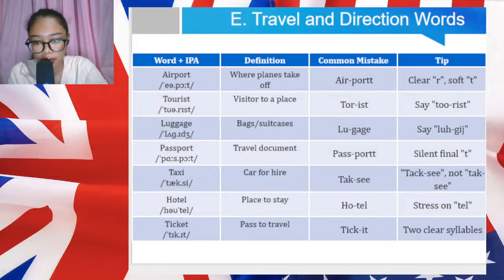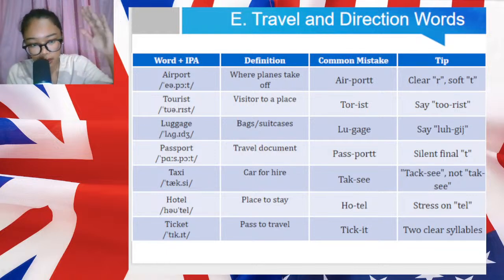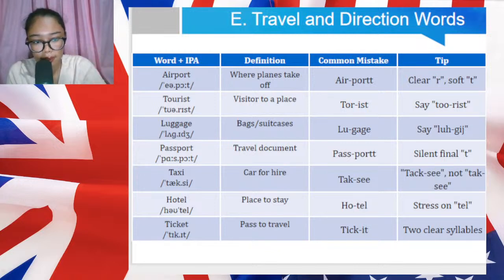So this is again hotel. The stress is on tell. The stress is on the second syllable. All right. Next, the last one for this slide, ticket. Again, ticket. Now, ticket has two distinct syllables. It should be two clear syllables, both with short I sounds.